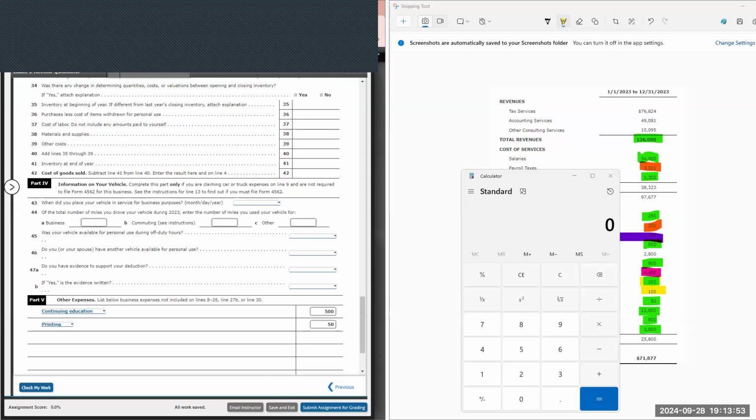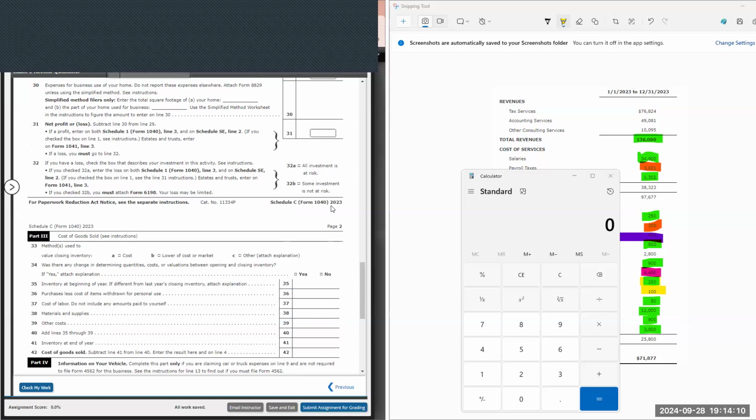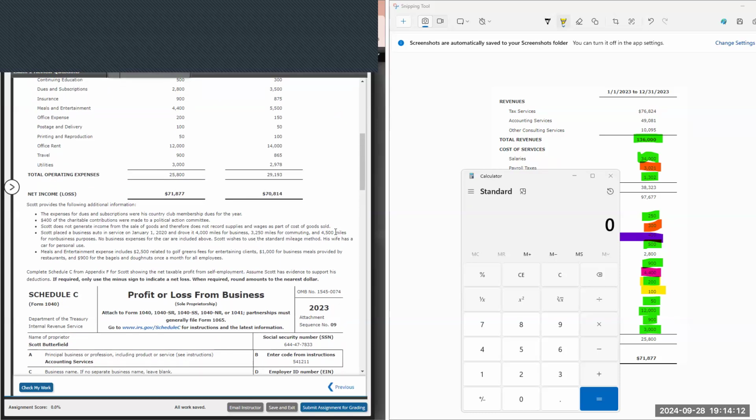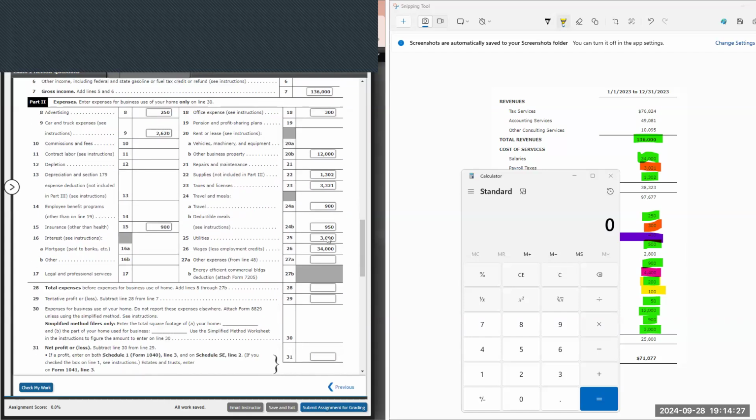When did we place this vehicle in service? Per the fact pattern, it was 01/01/2020. The business miles were 4,000. The commuting miles were 3,250. And the other miles were 4,500. And if you ask, hey, where did you get that information? We scroll up, it shows the information here. Scott placed the auto in service January 1st, 2020, and drove it 4,000 miles for business, 3,250 miles for commuting, and 4,500 miles for non-business purposes.